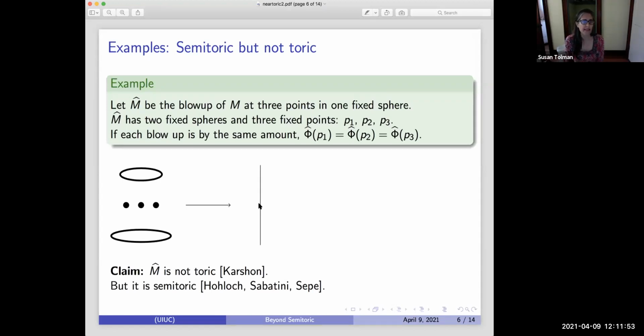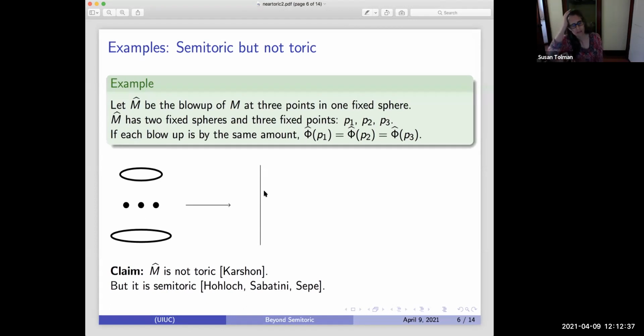So the first claim is that M hat is not toric, and that's due to Karshon. She gave necessary and sufficient conditions for circle actions on 4-manifolds to extend to toric actions. So in my case, being secretly toric, she proved that it does not extend. On the other hand, it does admit a function to R that makes it semitoric. So I can extend this map to R to a map to R2 so that it's a semitoric system. And that was by Hohloch, Sabatini, and Sepe.